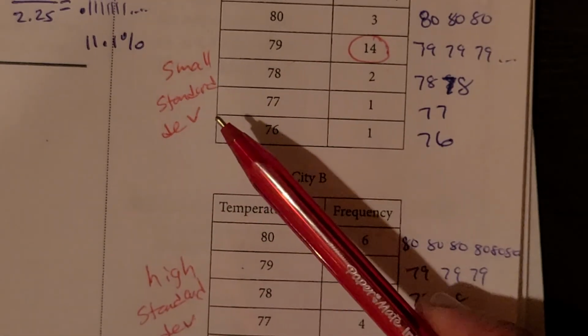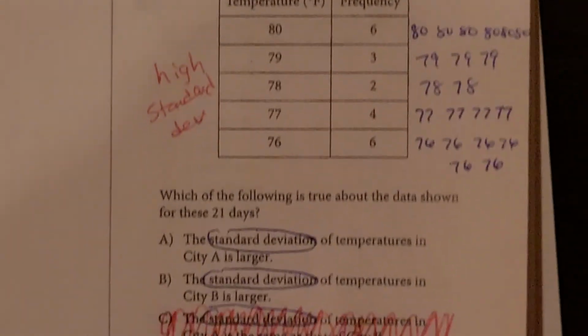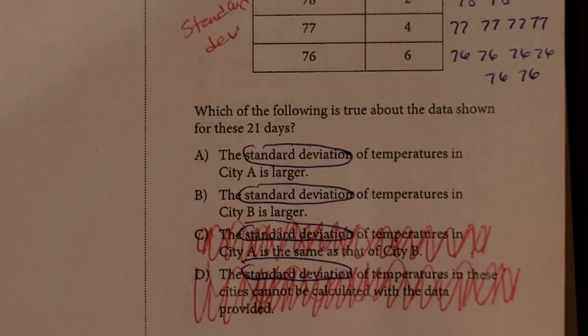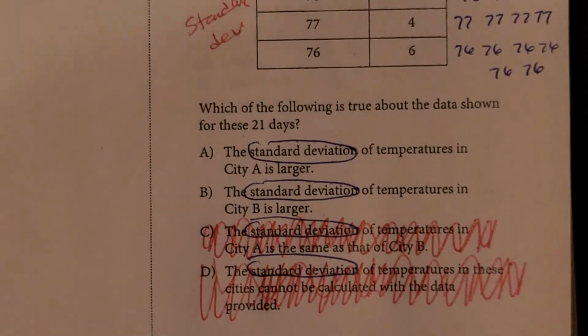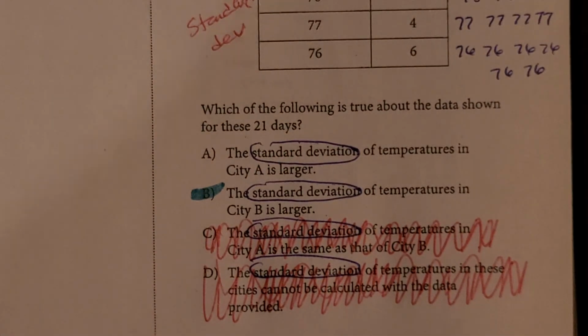And now, since we said city A has a small standard deviation and city B has a large, or high, standard deviation, that means that the answer here would be B. That says the standard deviation of temperatures in city B is larger, and that just talks about their spread.